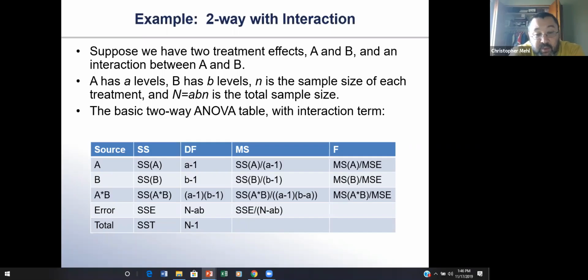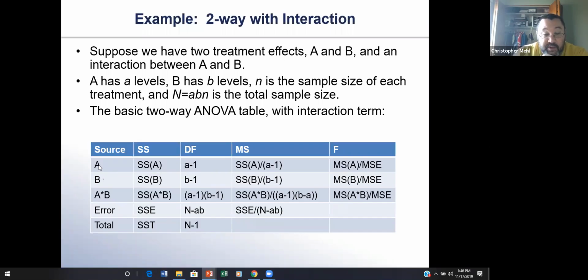Your basic two-way ANOVA table then with the interaction term is this below. So here's your source. You have A, B, A times B, that's the interaction, your error, and then the last row is the total. Okay. Your sum of squares, your total sum of squares is going to equal the A sum of squares plus the B sum of squares plus the interaction sum of squares plus your error.